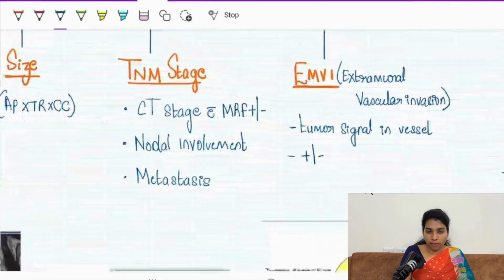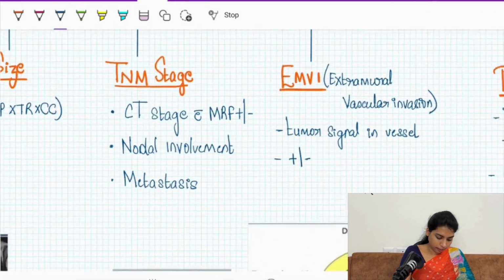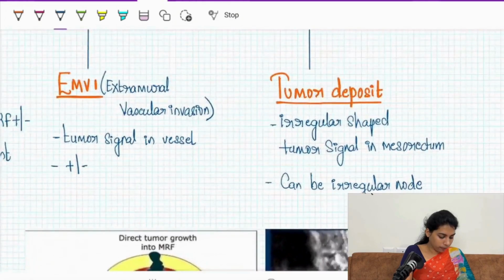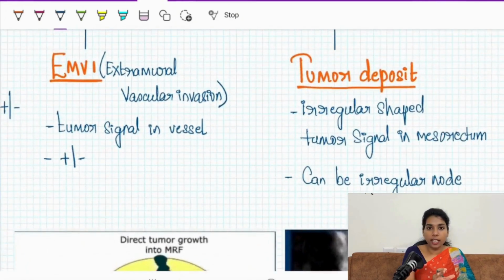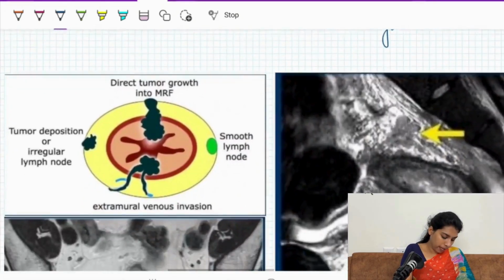We already know how to give the TNM staging of a carcinoma rectum. Now moving forward to the special things which we see in a carcinoma rectum. That is extramural vascular invasion. Extramural vascular invasion is basically when you're seeing a tumor signal in the vessel, you're going to call it an extramural vascular invasion. What do I mean by this?